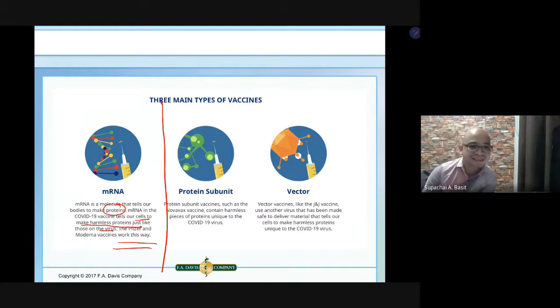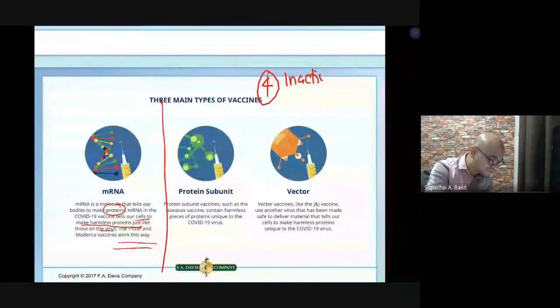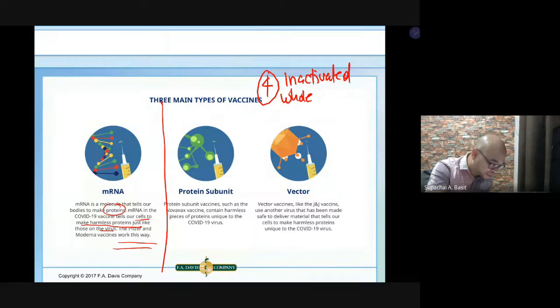So that's Novavax. And then the vector vaccines like the J&J, and AstraZeneca is also a vector vaccine, use another virus that has been made safe to deliver materials that tell our cells to make harmless proteins unique to the COVID-19 virus. So yung mRNA, yung example natin is Pfizer and Moderna, yung protein is Novavax, vector, J&J, then yung AstraZeneca. Meron pang fourth, kaso di talaga nire-recognize ng US yung China, eh, no? Political, I'm not sure. Yung fourth is yung inactivated whole virus. Ito yung Sinovac.